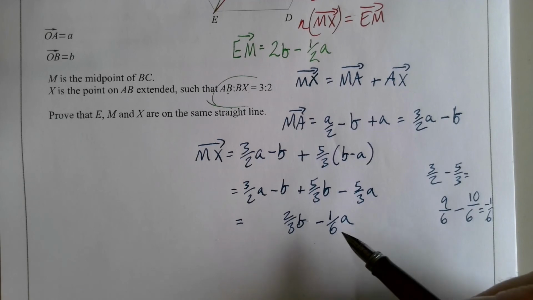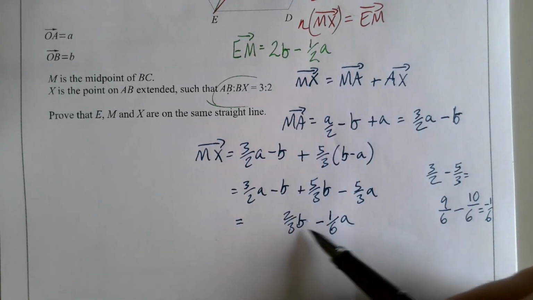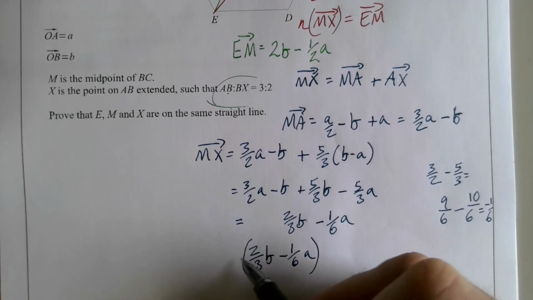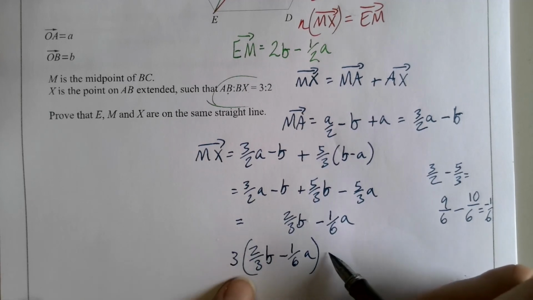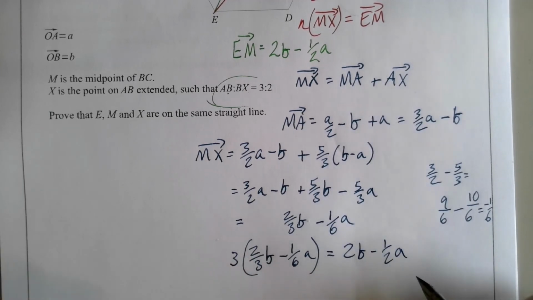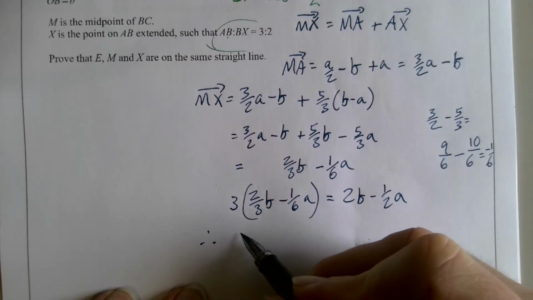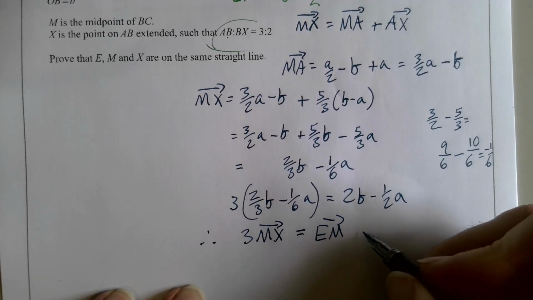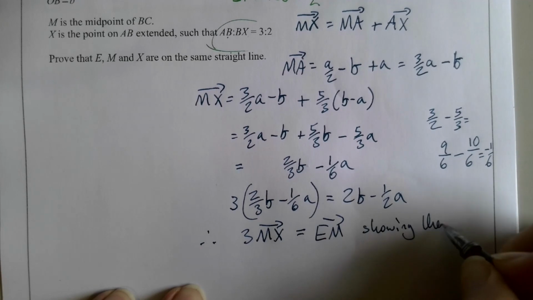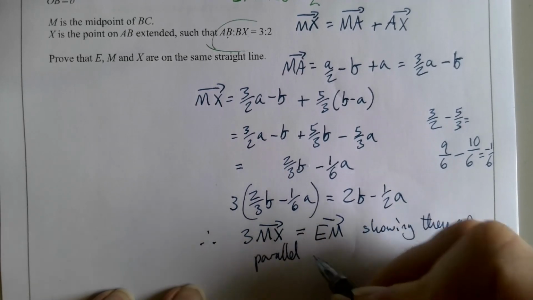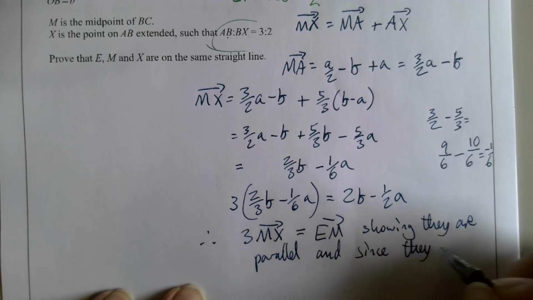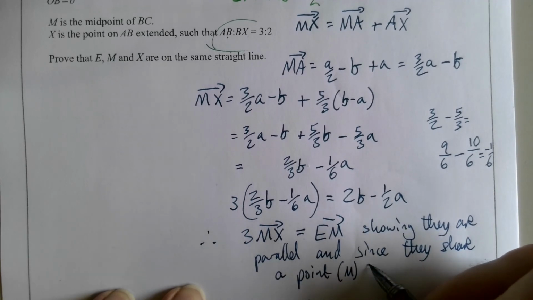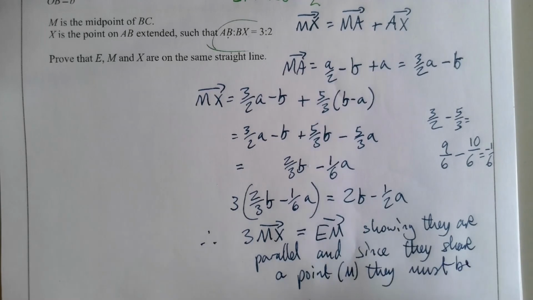Now what we need to do is prove that we could times this by 3. So 2/3 of B minus 1/6 of A multiplied by 3 equals 2B minus a half A. So then we can say, therefore, 3 times MX equals EM, showing they are parallel, and since they share a point, which was M, they must be on the same line.